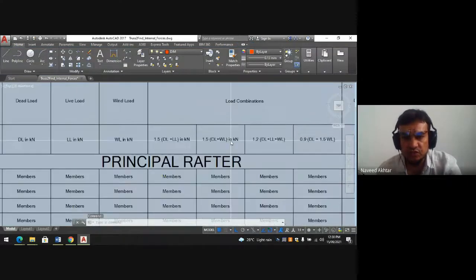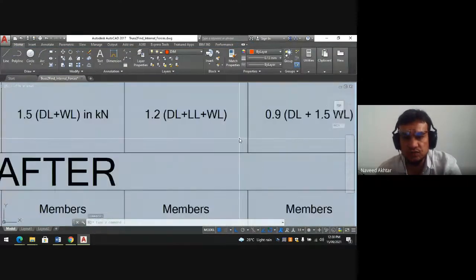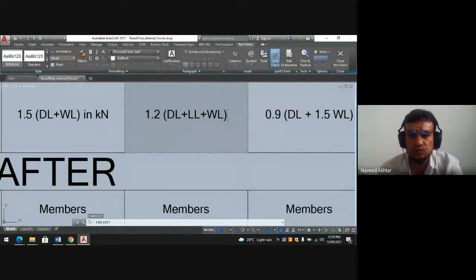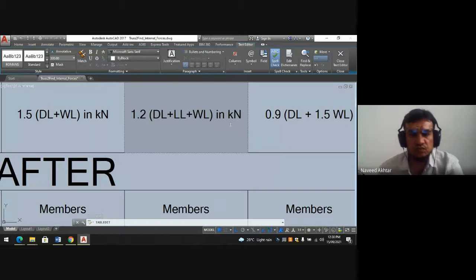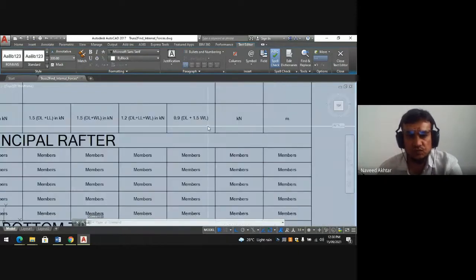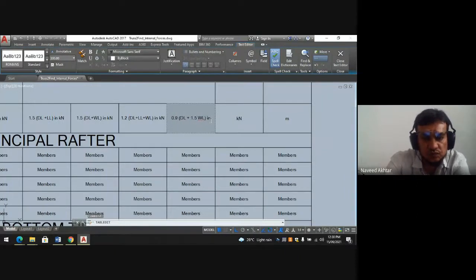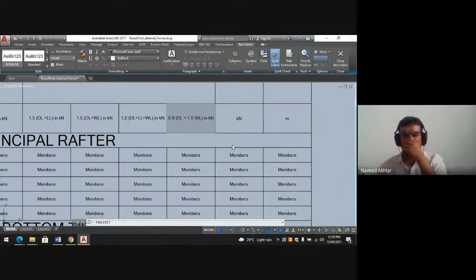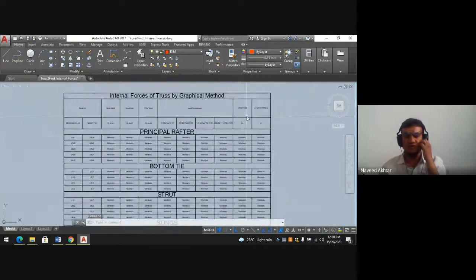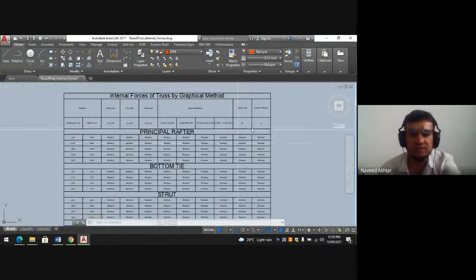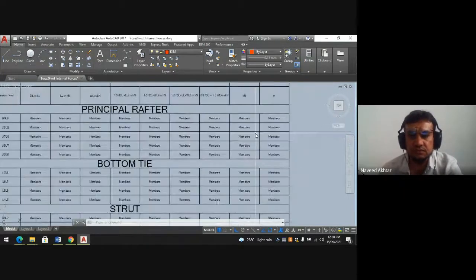So likewise, to make the force table, kilonewton, also in kilonewton. The length of member in meter, and the design load that we will select.